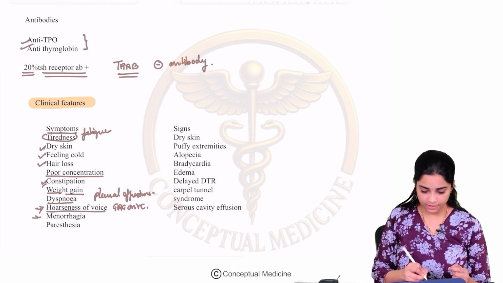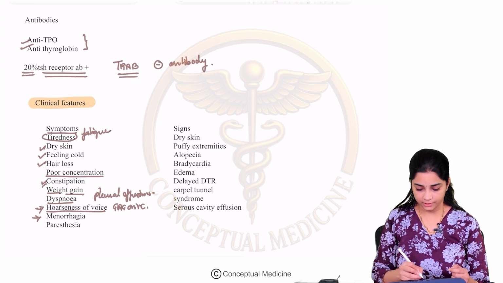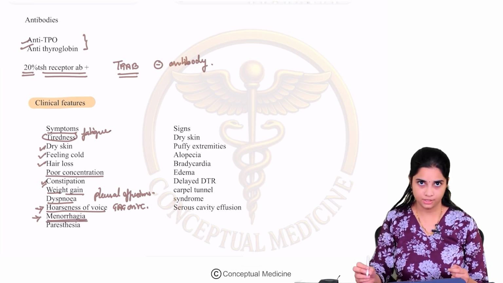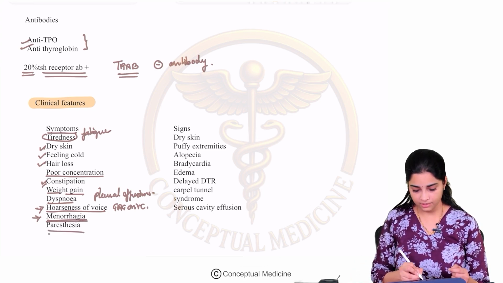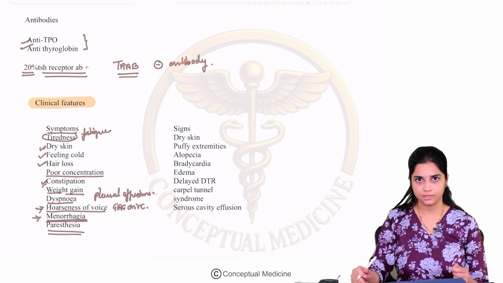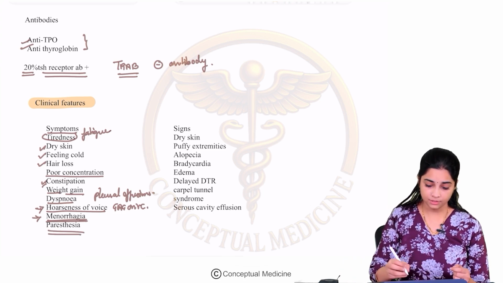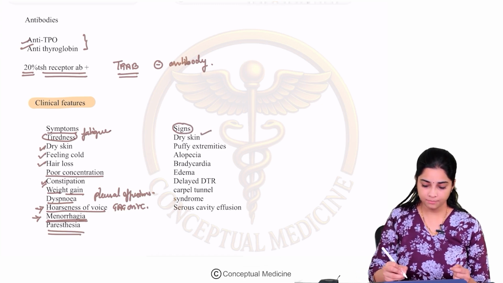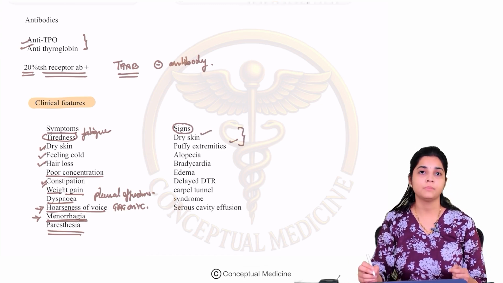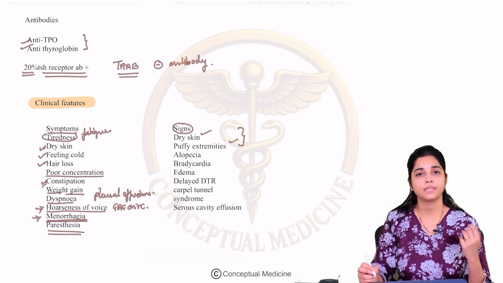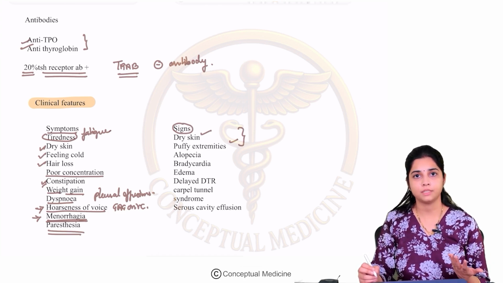Then, as far as the menstrual cycle is concerned, hypothyroidism is associated with menorrhagia. Hypothyroidism can be associated with some type of paresthesia as well. Okay. So this is about the symptoms. Now let us look at the signs. Dry skin, puffy extremities, very common because of a lot of water retention.